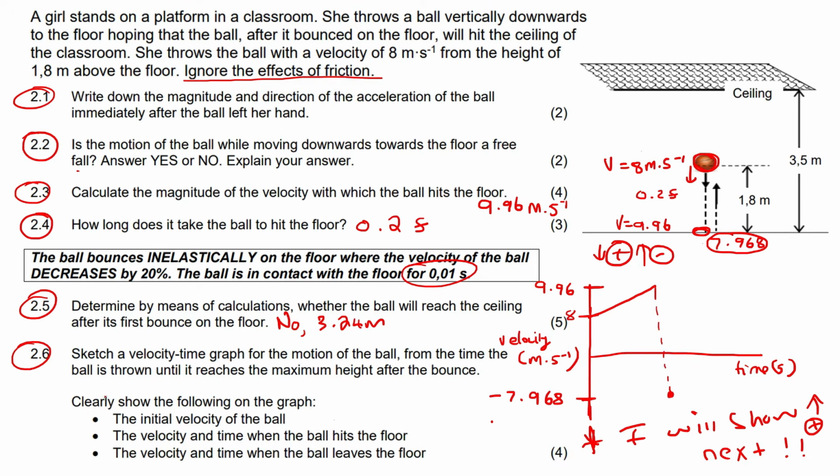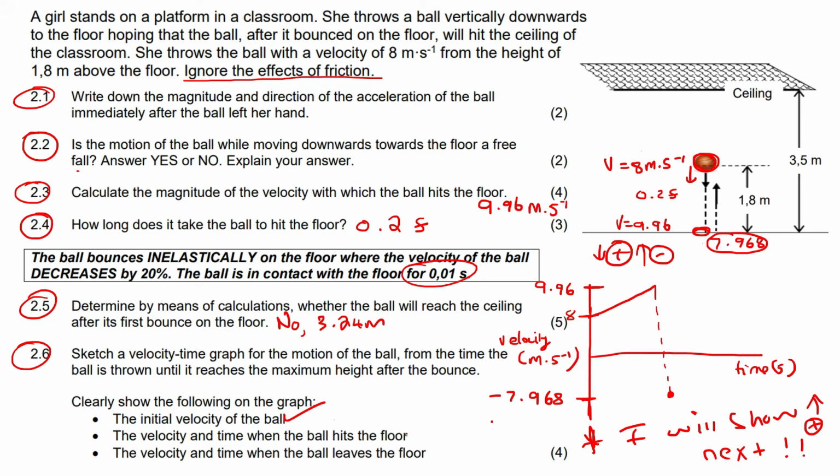Then, what do they want here? Clearly show the following in the graph. The initial velocity, the velocity and time when the ball hits the floor, the velocity and time when the ball leaves the floor. Oh, okay, well, that's all that we need. We don't need to do the part where it goes up again. Okay, so let's go fill everything in. So what is the initial velocity of the ball? 8. We've got that. Fantastic.